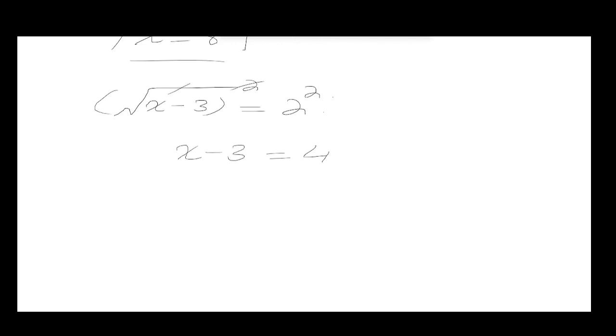Now 3 will get to the right side because the sign will get changed. So that means x is 4 being added with 3. So 4 and 3 make up 7. So this will be our final answer.